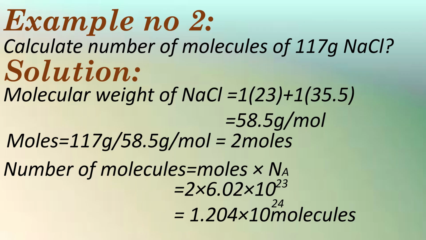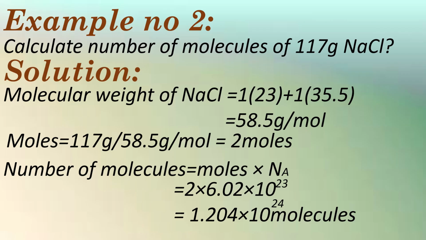Solution. First we will calculate the molecular weight of sodium chloride, which is equal to 1 is the number of sodium atoms into 23 is the atomic weight of sodium, plus 1 is the number of chlorine atoms into 35.5 is the atomic weight of chlorine. After solving, the molecular weight of sodium chloride is calculated to be 58.5 gram per mole.